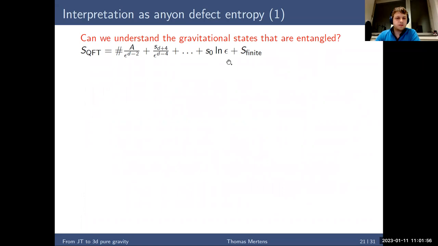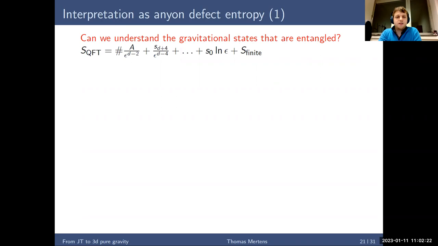So now that we can reproduce the 3D thermal entropy and the BTZ black hole entropy as an entanglement entropy, and in the semi-classical regime it is just log of this sinh times sinh for the left piece times sinh for the right piece, so the formula we had here. Well, can we understand the gravitational states that are actually entangled?